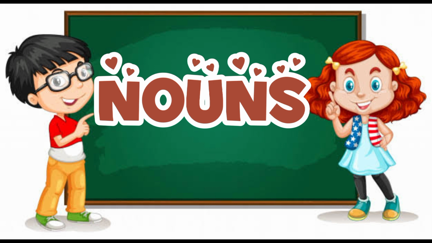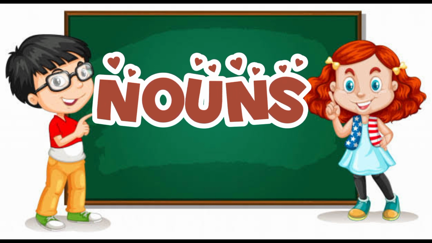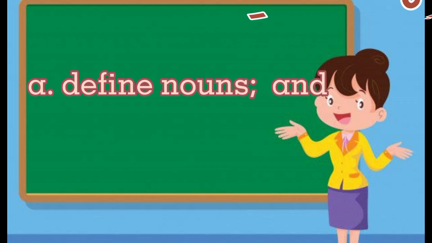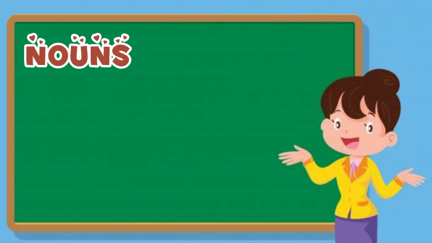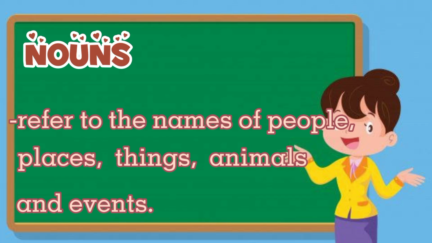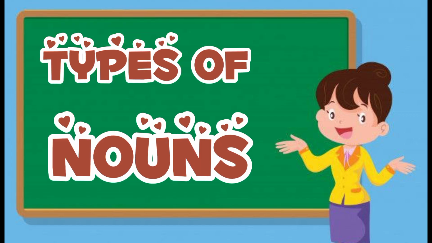As I mentioned, today we are to focus on nouns alone. And for today's objectives, first, we should be able to define nouns and we should be able to differentiate the types of nouns. As what we had last time, nouns refer to the names of people, places, things, animals, and events. Let's now begin and talk about types of nouns.